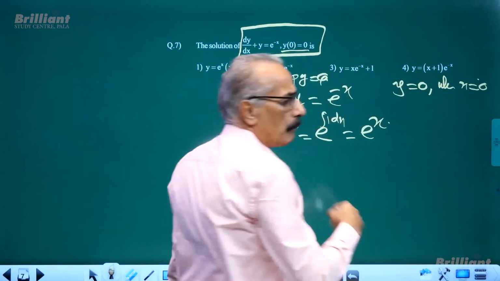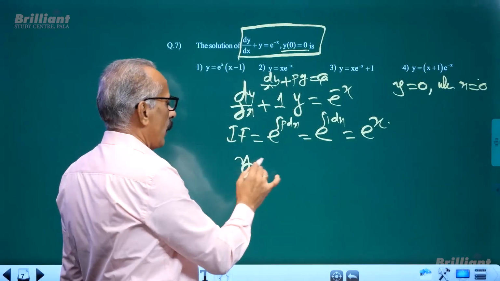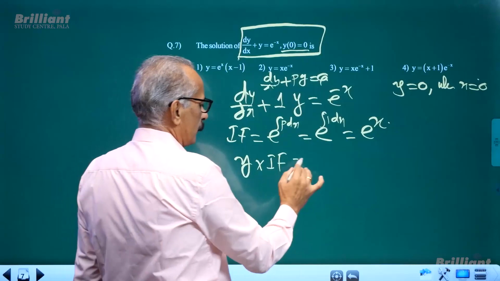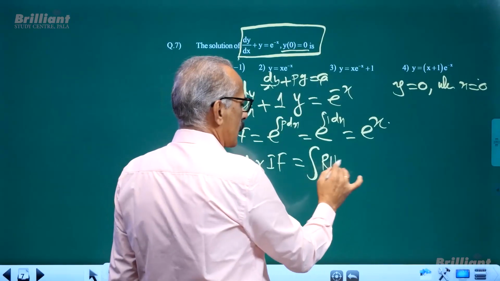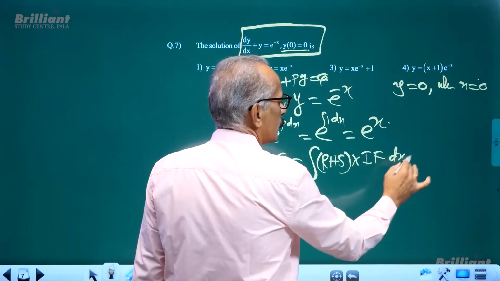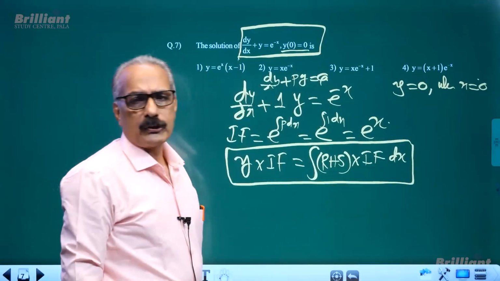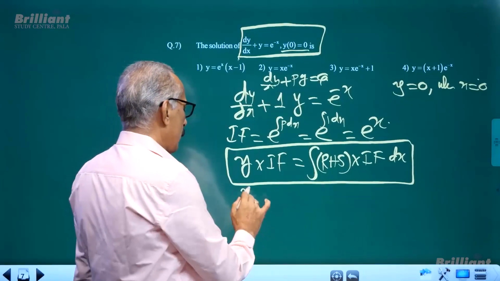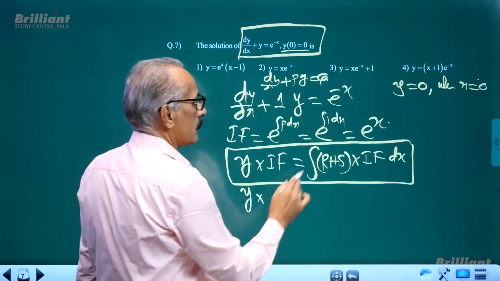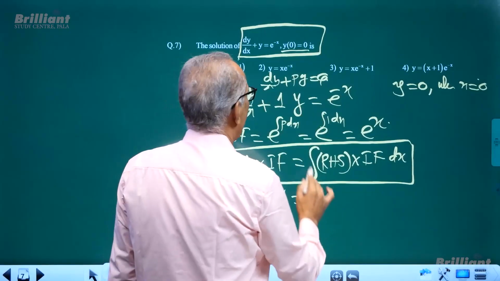Now, what next? Multiplying both sides by the integrating factor, and you can remember this formula: y into the integrating factor is equal to the integral of the right-hand side of the equation into the integrating factor dx. That's the answer for any linear differential equation. So y into the integrating factor, that's e raised to x, is equal to what is the right-hand side of the equation?